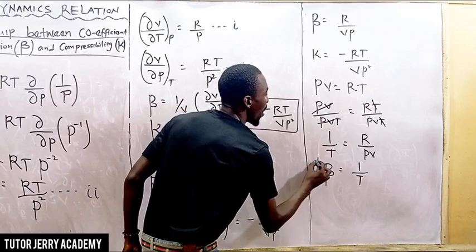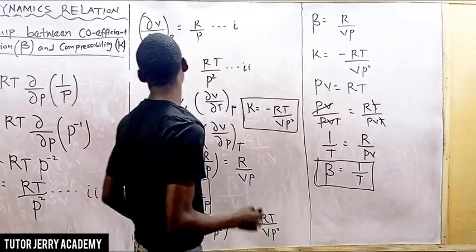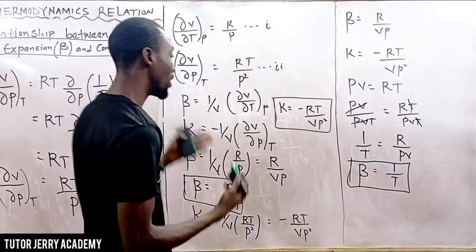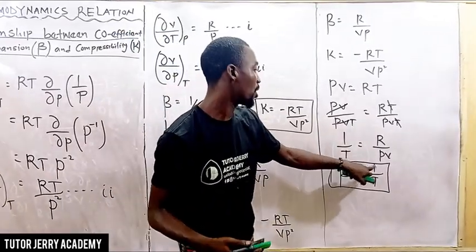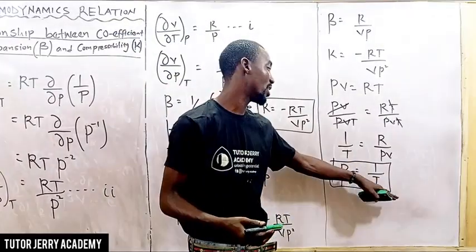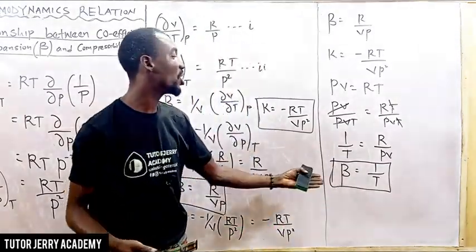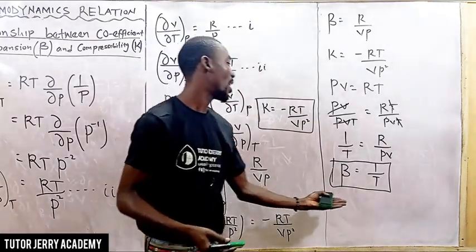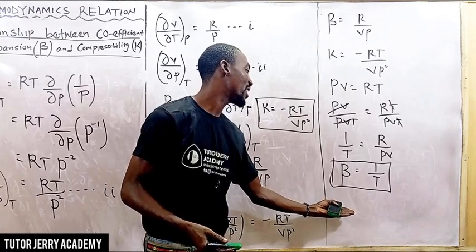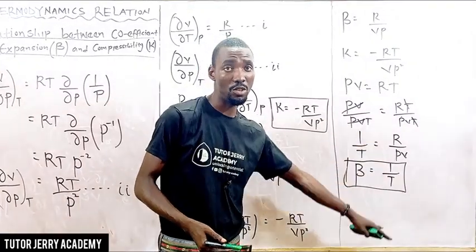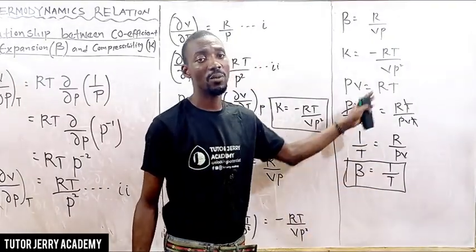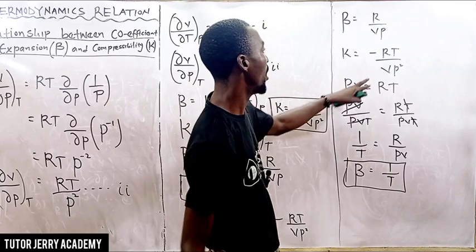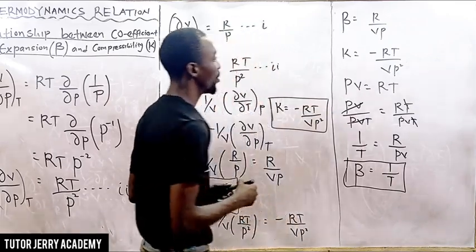So our coefficient of cubic expansion is inversely proportional to what? Temperature. So this is another relationship between cubic expansion and temperature. That is, as our cubic expansion increases, what happens to temperature? It reduces. As our temperature increases, cubic expansion reduces. All right. So now let's try to bring out a relation for this.